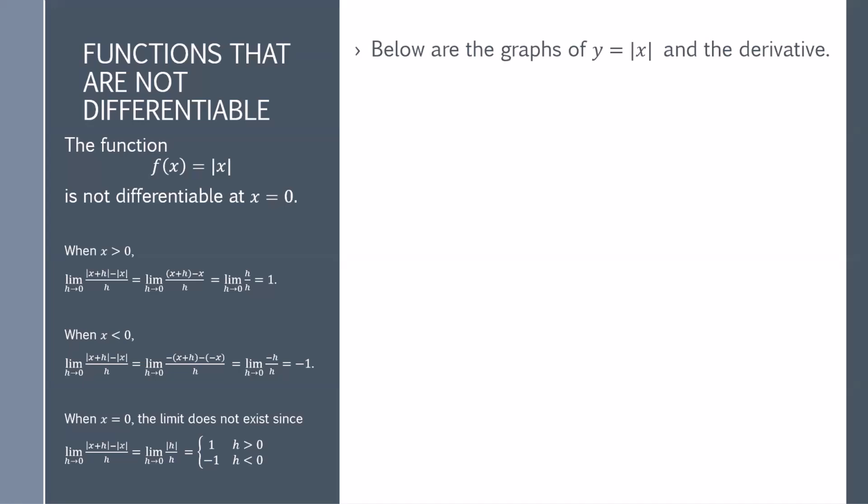We have the graphs of y equals absolute value of x and the derivative. So you can see to the left of 0, the slope is negative 1. To the right of 0, the slope is again constant at positive 1. And so the graph of the derivative, essentially the graph of the slope, is going to be piecewise linear, at negative 1 for x less than 0 and positive 1 for x greater than 0.